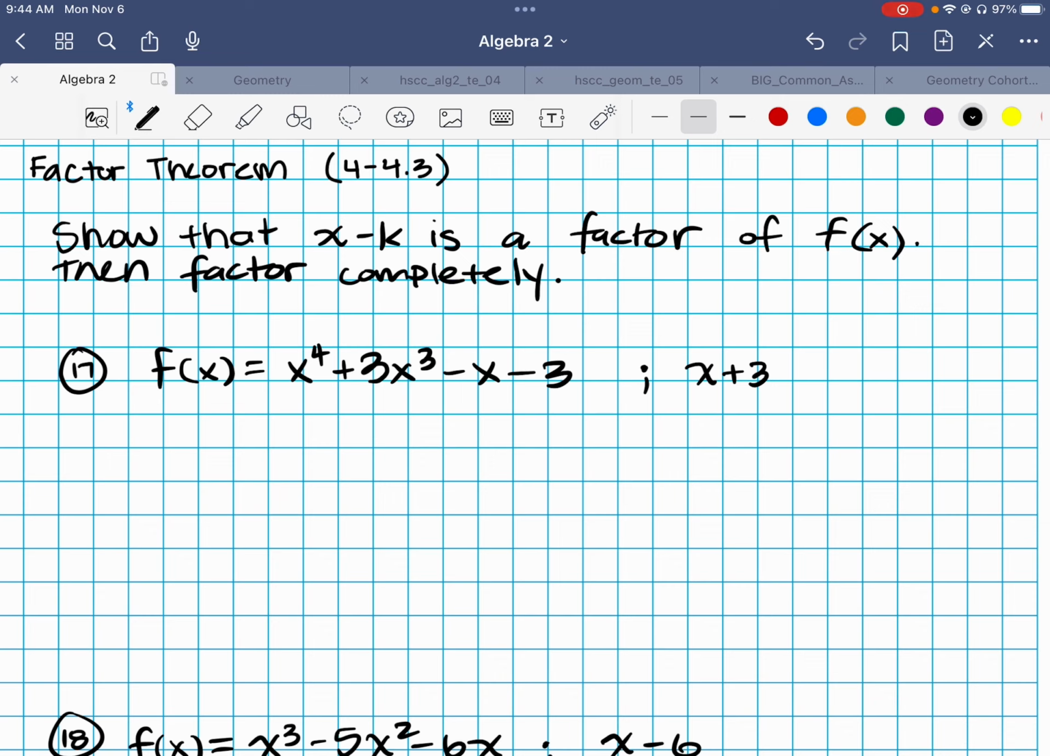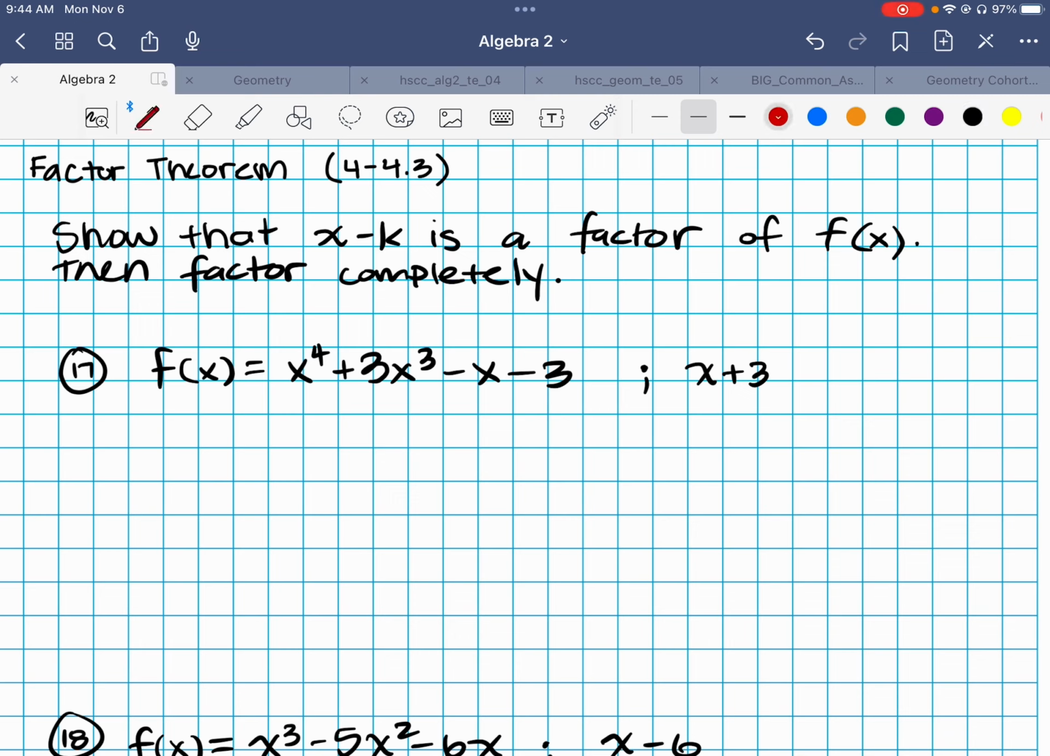This is just a continuation of what we talked about, the theory. Now we're going to actually apply it. So this is what we got going on. We have to show that the binomial x minus k is a factor of f of x. And then once we do that, we're going to factor it completely. So we're not going to just show that it's a factor, we're actually going to factor it after we show that.